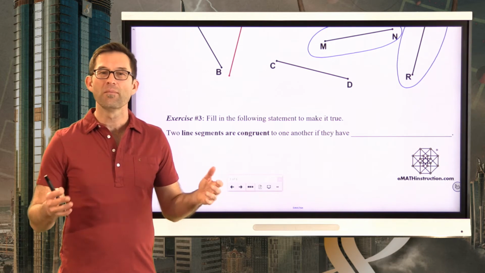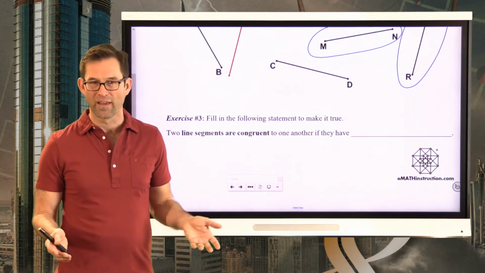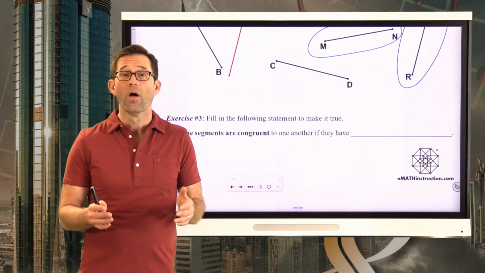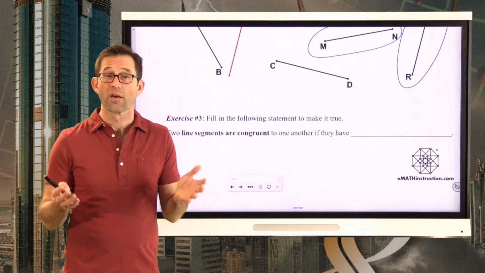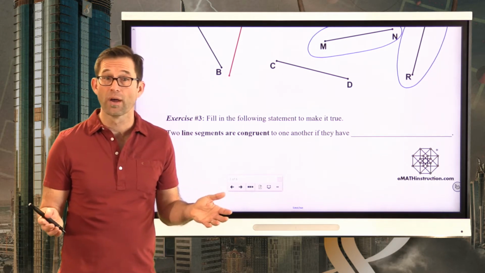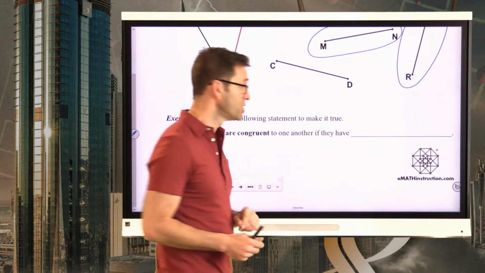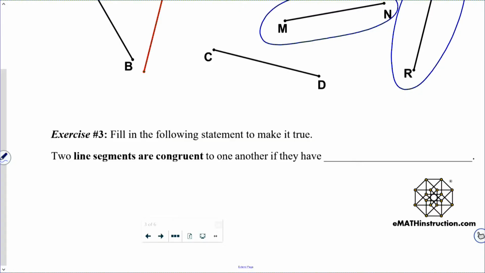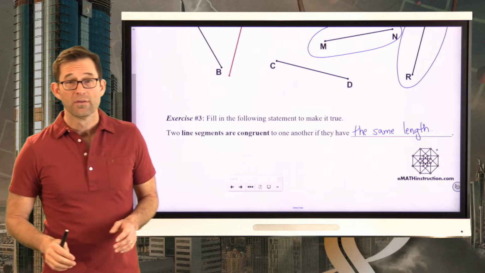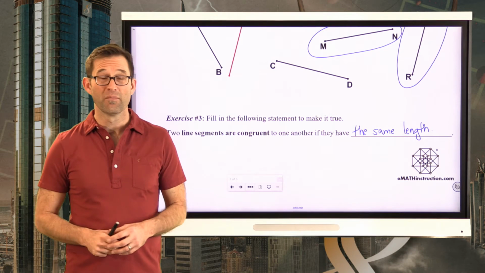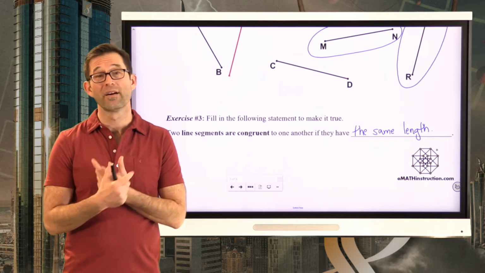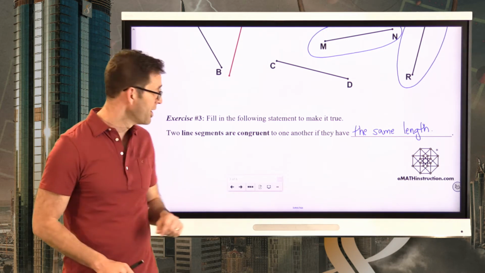Well, they're going to be congruent if they have the same length, right? Because that's really the only distinguishing characteristic of a line segment, is how long it is, right? So two line segments are congruent to one another if they have the same length. And likewise, if they're congruent to each other, they will have the same length, because that means that they can lie directly on top of each other. All right, let's keep going.